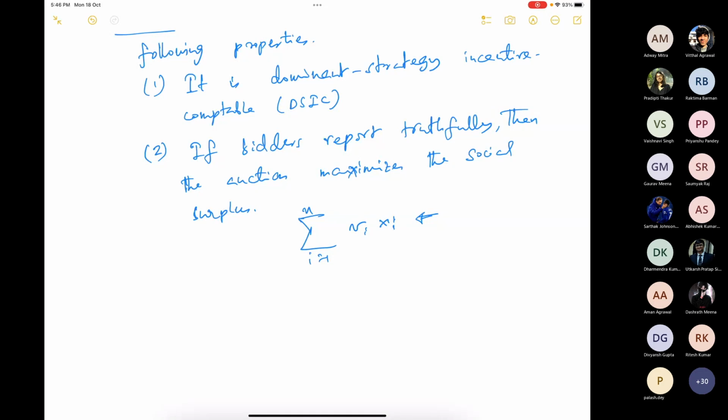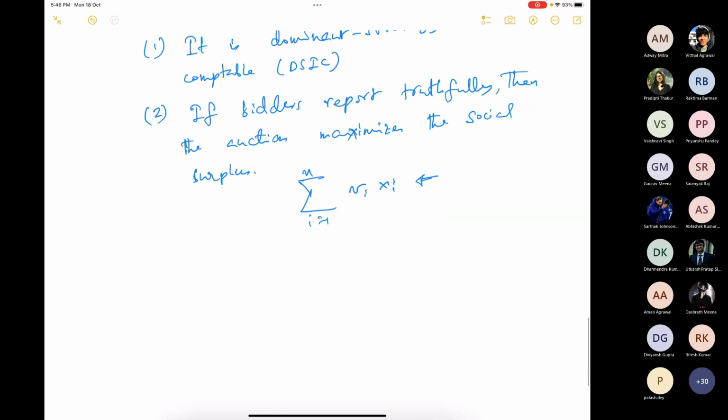And that's where this sort of intelligent system design comes into the picture. Can you come up with an auction where it is in the best interest of the players to report truthfully, and the government or the auctioneer can allocate the item to the highest possible bidder?